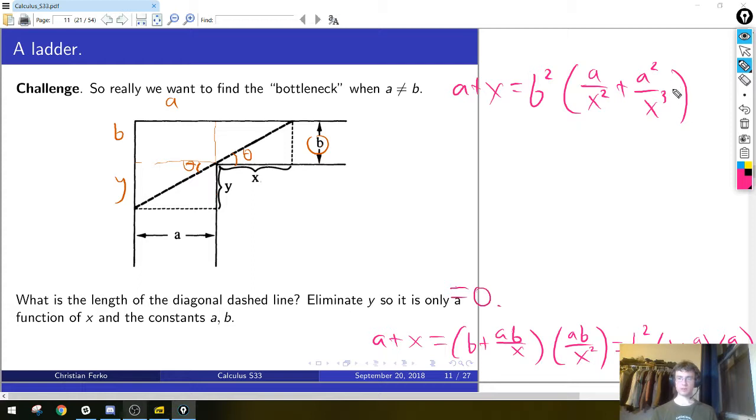It looks reasonable. Now I'm tempted when I see this to multiply both sides by x cubed to just clear the denominators. But if we do that, we get ax cubed plus x to the 4th, I think, equals b squared times x plus a squared. This looks hard to solve.